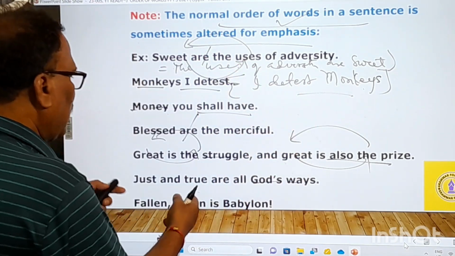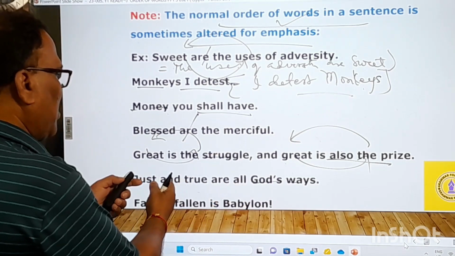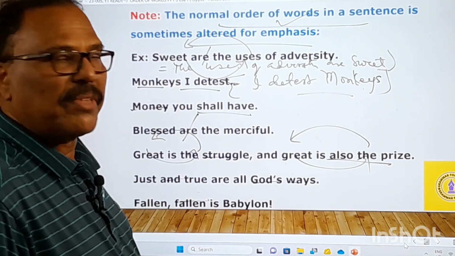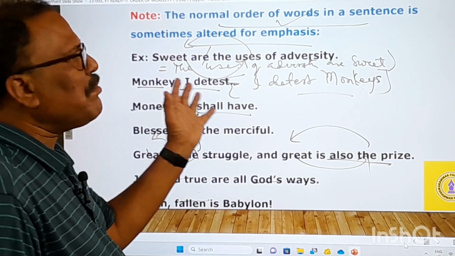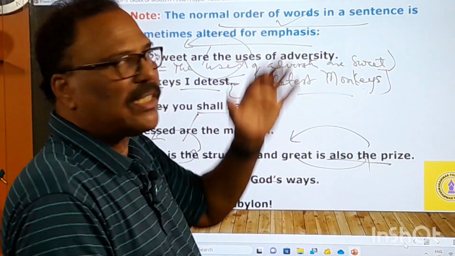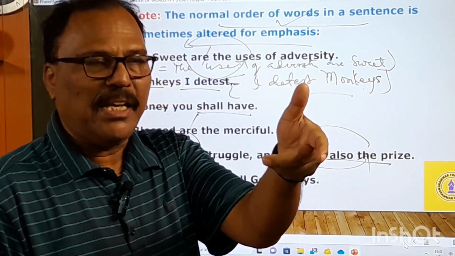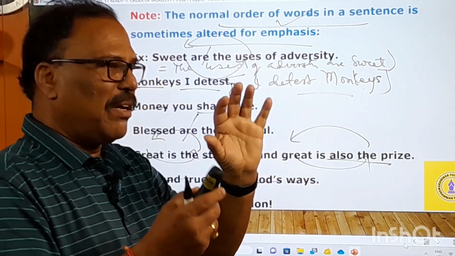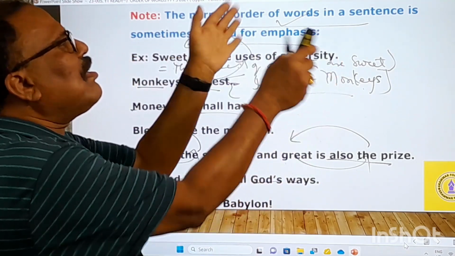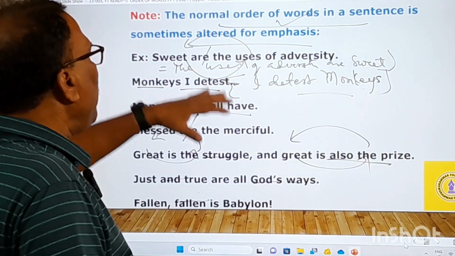So you are bringing some kind of effect to this sentence. You are bringing some kind of emphasis to this, and you are making this very interesting to the listeners. In this way, we sometimes alter the order of words in a sentence for emphasis' sake, for some kind of effect, and for style's sake. People alter the words, and they try to make it poetic.